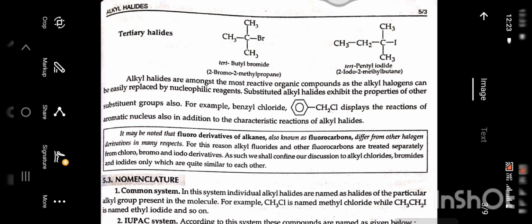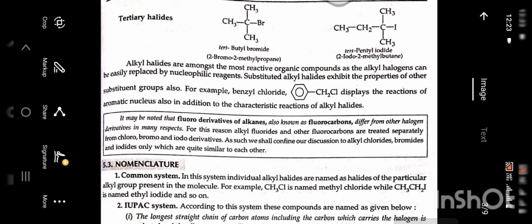It may be noted that fluoroderivatives of alkanes, also known as the fluorocarbons, differ from other halogen derivatives in many respects. For this reason, alkyl fluorides and the other fluorocarbons are treated separately from chloro, bromo, and iodo derivatives. As such, we shall confine our discussion to alkyl chlorides, bromides, and iodides only, which are quite similar to each other.